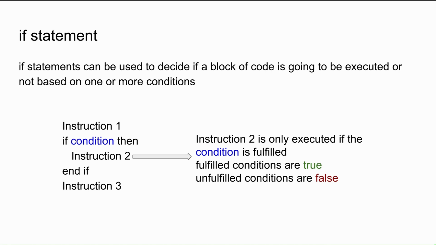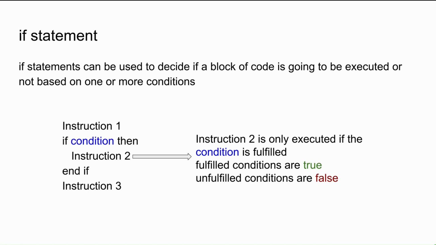So first, the if statement. The if can be used to decide if a block of code is going to be executed or not based on one or more conditions. So in the previous video, I was showing three instructions one after another, and here I am including an if for the second instruction. So the second instruction is only going to be executed if the condition is fulfilled. In programming, we say that the condition is fulfilled when it's true and is unfulfilled when it's false. This will be easier to understand in the examples.